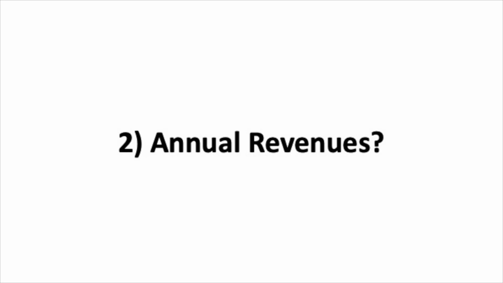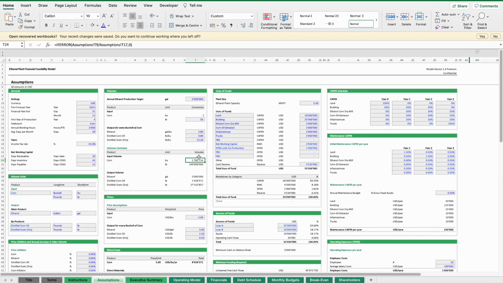Number two, how much will be the annual revenues? To answer this question, this mostly depends on the size of the plant, so we need to define the annual production target. We need to know what will be the conversion ratio so we can assess how much corn, for instance, we need to input or any other feedstock, and how much will be the annual output.